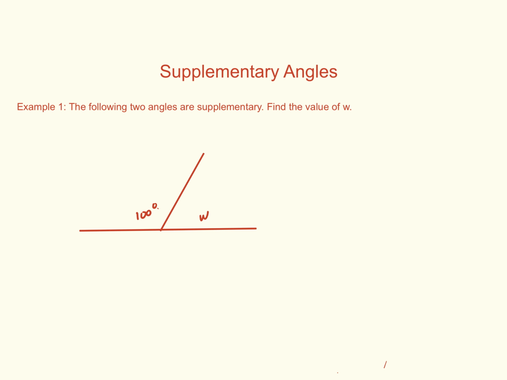Example 1 for supplementary angles. The following two angles are supplementary. Find the value of W. Now, since the two angles are supplementary, that means that when we add them, they are going to be equal to 180. So let's set up the equation. We are going to get 100 degrees plus W should equal 180 degrees because they are supplementary. So we are going to subtract 100 degrees from both sides to isolate the variable, and now we get that W is equal to 80 degrees. We are done.